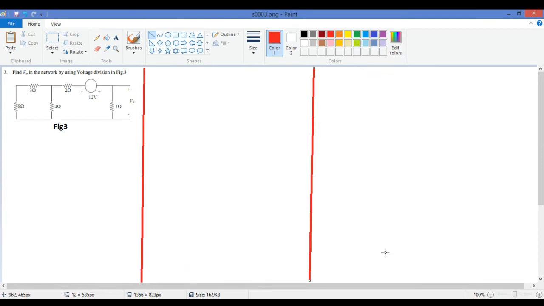Now here he is asking us to find out V naught. In the previous problem, he was asking us to find V naught, and here he is asking I naught. Here he is asking to find out V naught. So this is the third solution. We have to find out V naught using the voltage division law. Let us see how we will solve it.